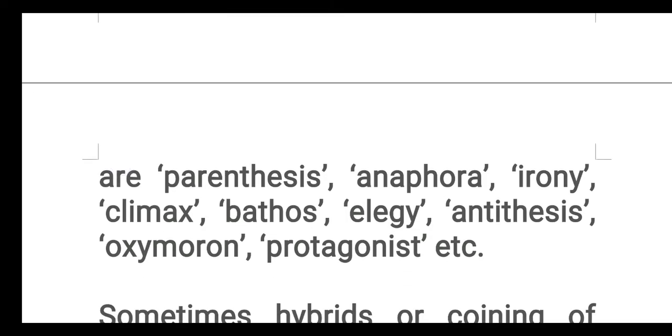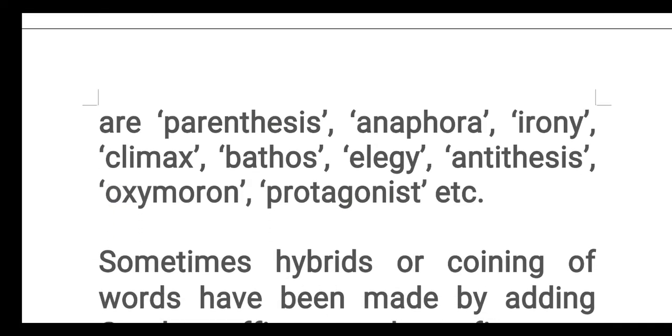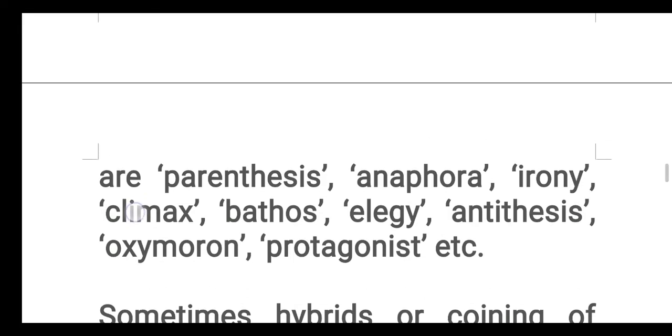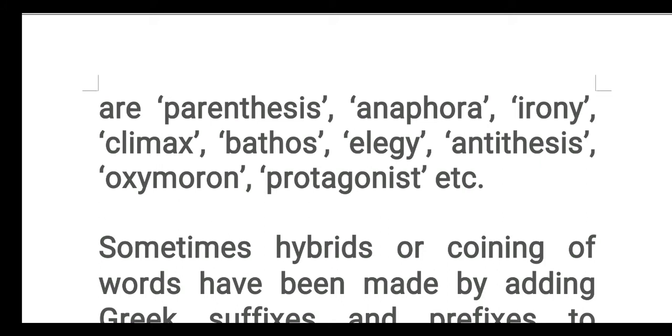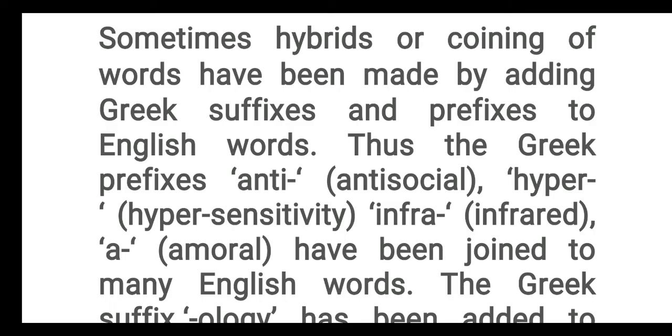Other important words which are related to grammar and rhetoric which come from Greek are parenthesis, anaphora, irony, climax, bathos, elegy, antithesis, oxymoron, protagonist, and so many others. So, friends, these are the words which are related to rhetoric. Rhetoric means the science of speaking, the science of speech, public speaking. So, the words related to literature, rhetoric, and grammar have also been found in the English language, which actually have their origin in Greek.